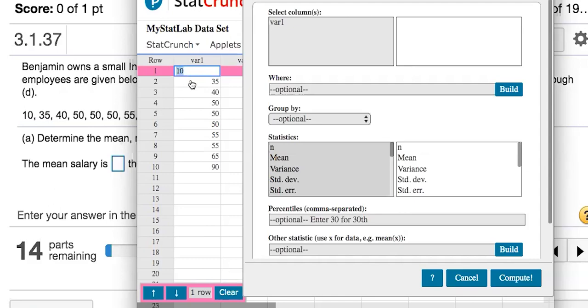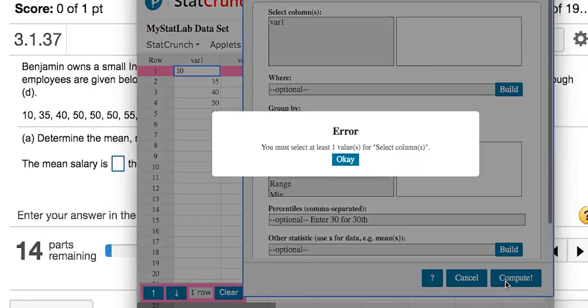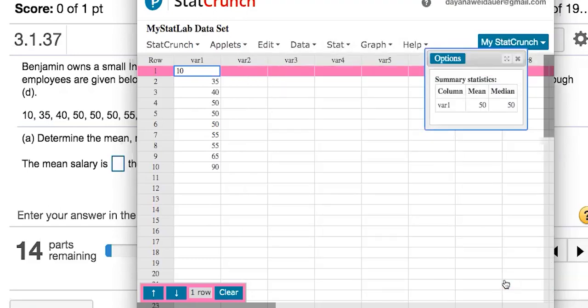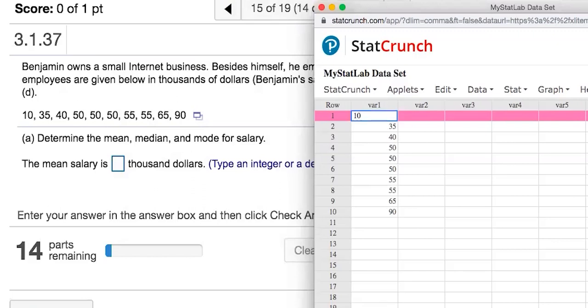So it's only doing the first one, right? And I want all of them. Variable 1 means the first column. So there's only one column, so there's only one variable. Gotcha. So I need the mean and median. Compute. There you go, you had to select it.